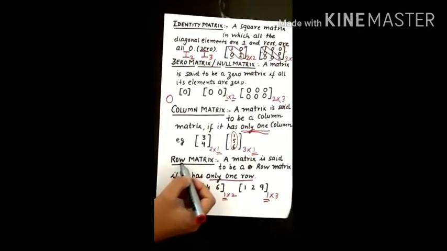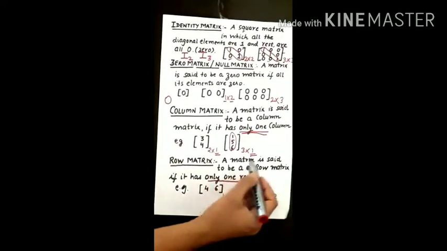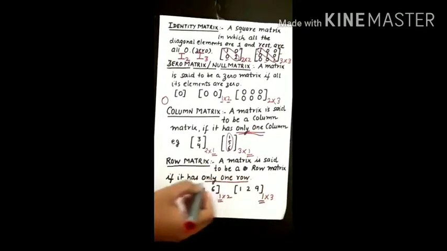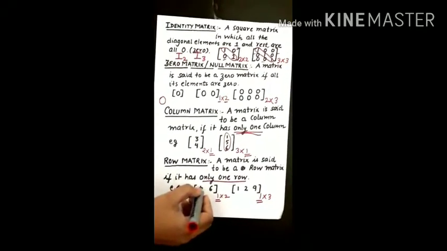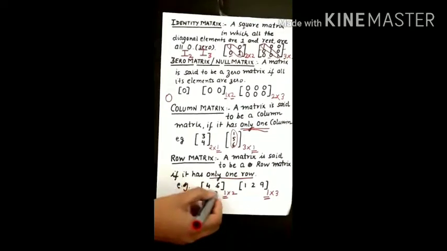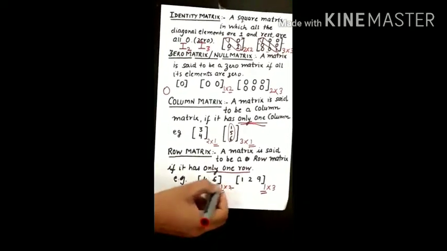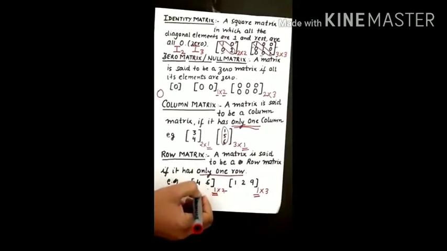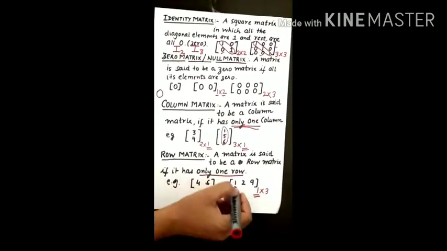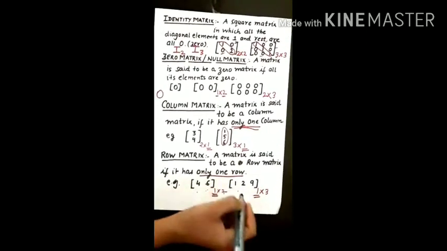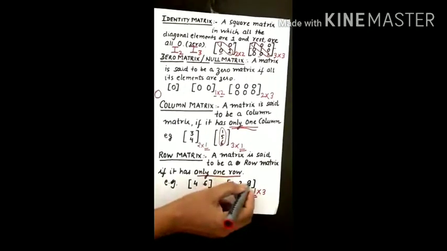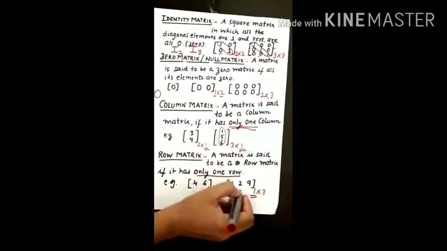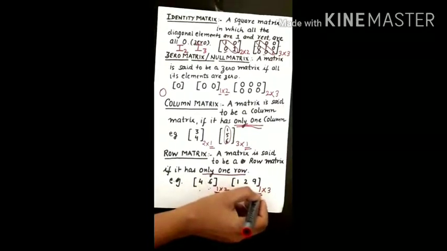Next in the line is a row matrix. A matrix is said to be a row matrix if it has only one row. For example, the matrix with elements 4 and 6. Here in this matrix, the order is 1 by 2. That means this matrix has only one row. So we will call such a matrix a row matrix. Let's take another example. In this matrix, we have 1 row and 3 columns. As the number of rows in the matrix is 1, therefore it is also an example of a row matrix.